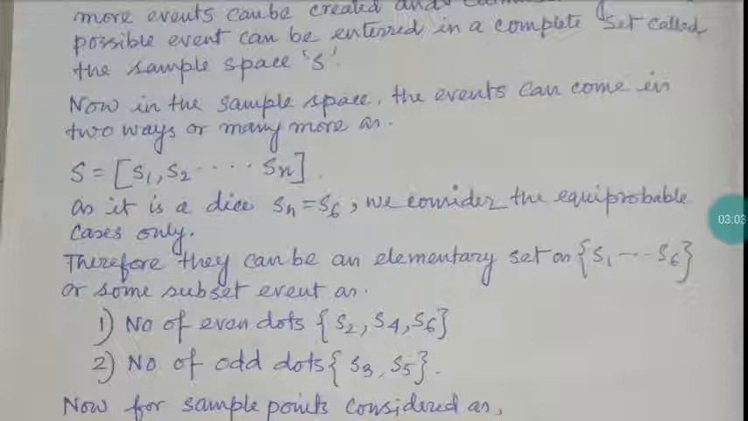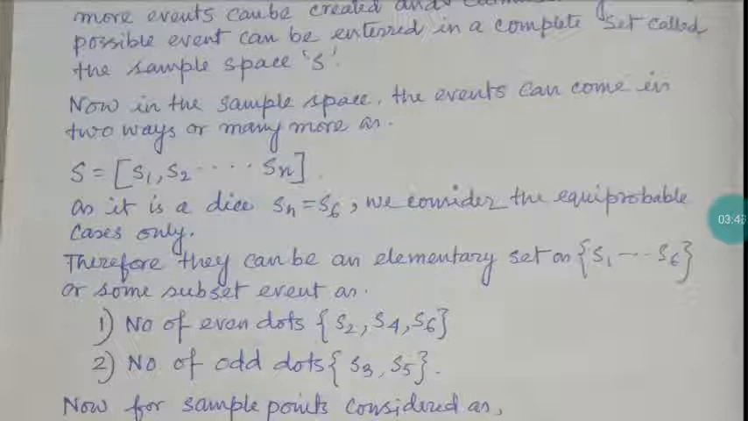Okay, that is the elementary set of S1, S2, S3, S4, S5 and S6, or some subset event such as number of even dots, number of odd dots, or number of 1 and 6 dots. In this way you can also create some sample space. Each and every sample space should have a different number of dots or sample points that are predefined by a set of rules, and that set of rules governs that particular experiment from which you are collecting the sample points, and in which you are getting the sample space of that different type of combination of the sample points.